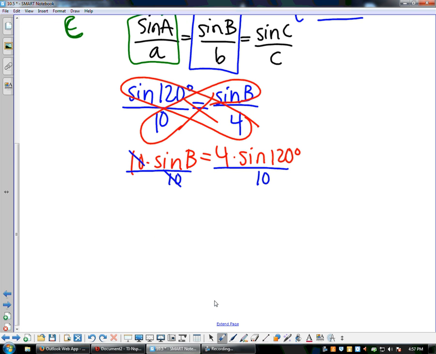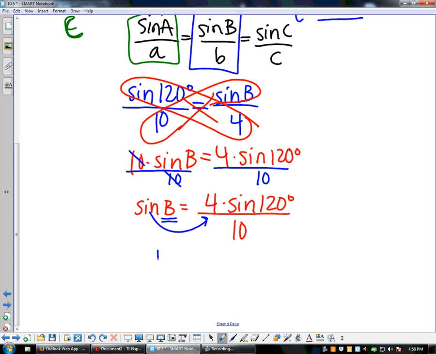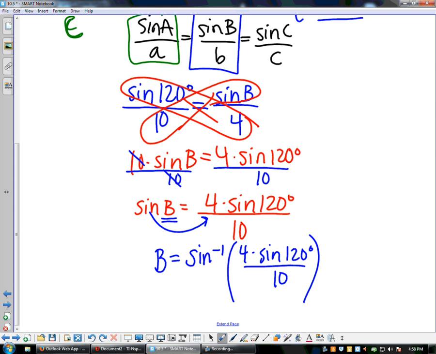So right now I have that the sine of angle B is equal to, I'm just going to leave it like this and not simplify right now, 4 times the sine of 120 degrees, all divided by 10. We talked about what this is really asking. It's really saying what angle measure is going to give us a sine that is equal to this. So I need to rewrite this using the inverse trig function. So angle B is equal to sine inverse of 4 times the sine of 120 degrees, all divided by 10. That's my first step to find out what that is.